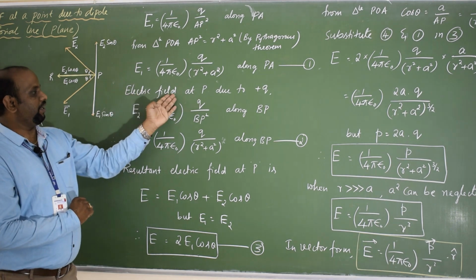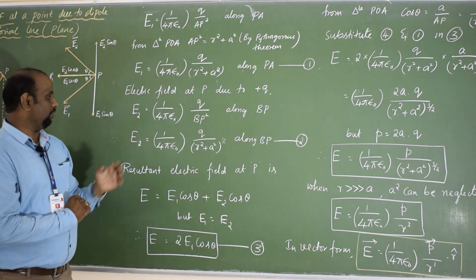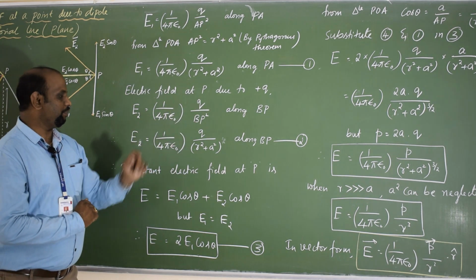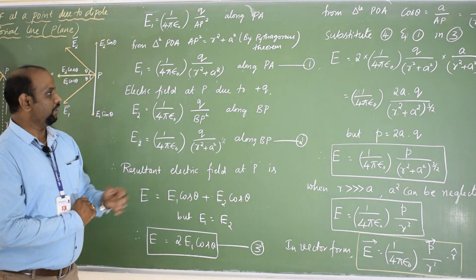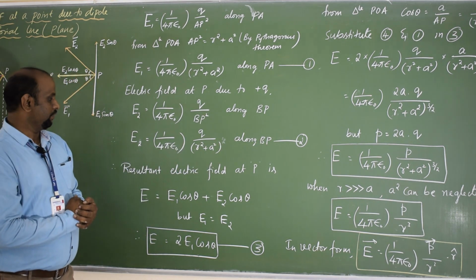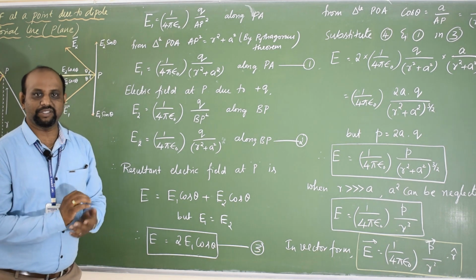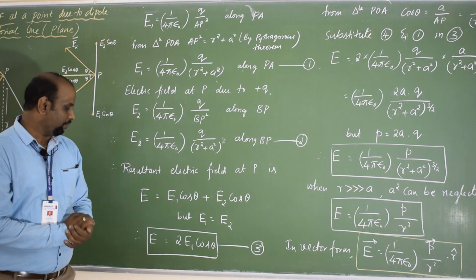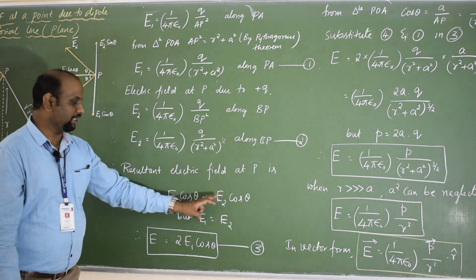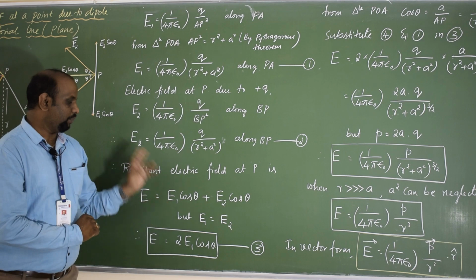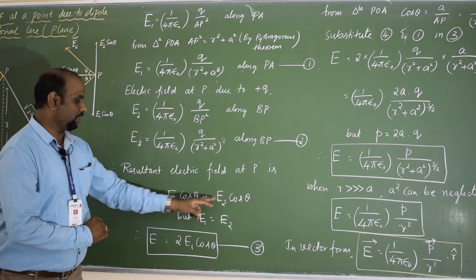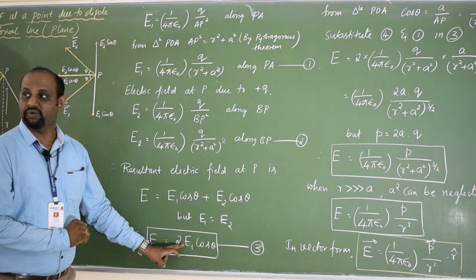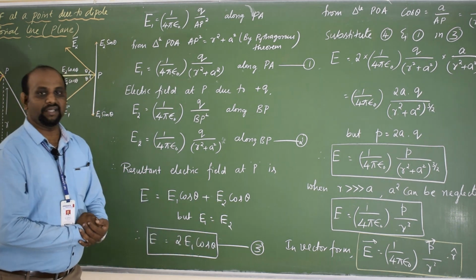Similarly, the electric field at P due to the positive charge is E2 equal to 1 by 4 pi epsilon naught Q divided by BP square. BP square is r square plus a square, and it acts along the BP direction. These two electric fields E1 and E2 are split. The vertical components cancel each other and the horizontal components add up, so E is equal to E1 cos theta plus E2 cos theta. But we know that E1 is equal to E2. Instead of E2 I write E1, so E is equal to 2 E1 cos theta. Call this equation number 3.